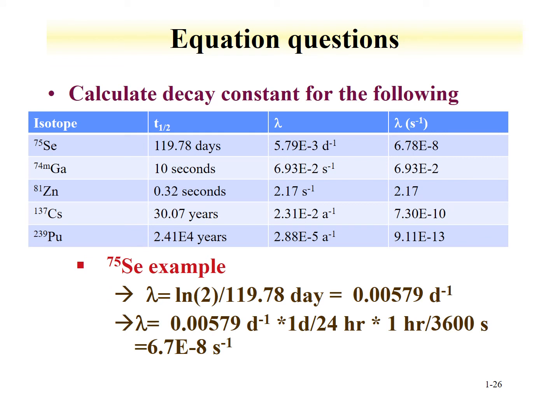So as an example, for selenium-75, the half-life is 119.78 days. Log 2 divided by 119.78 days is equal to 5.79 times 10 to the minus 3 per day. But if I want that in seconds, convert the days to hours, hours to seconds, and then I get the decay constant in seconds.